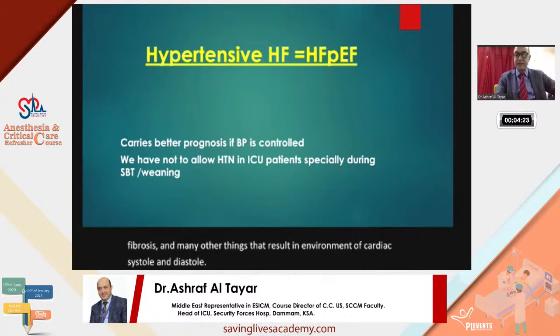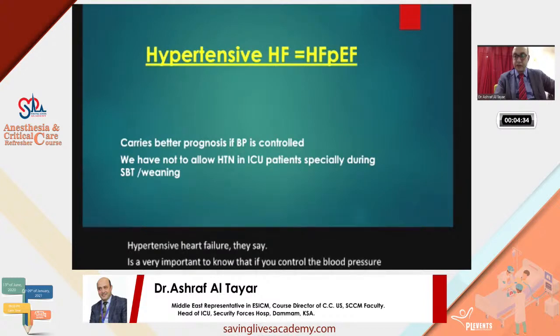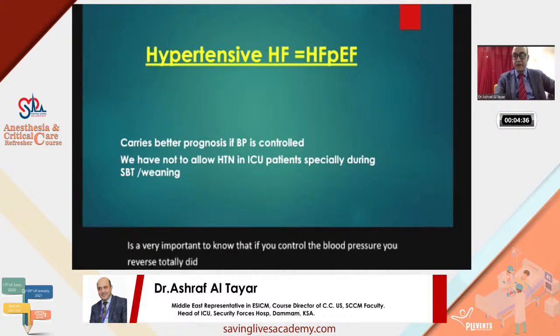Hypertensive heart failure per se, it is very important to know that if you control the blood pressure, you reverse totally the diastolic dysfunction or heart failure. So it's very reversible. And this carries a message to everybody working in ICU.